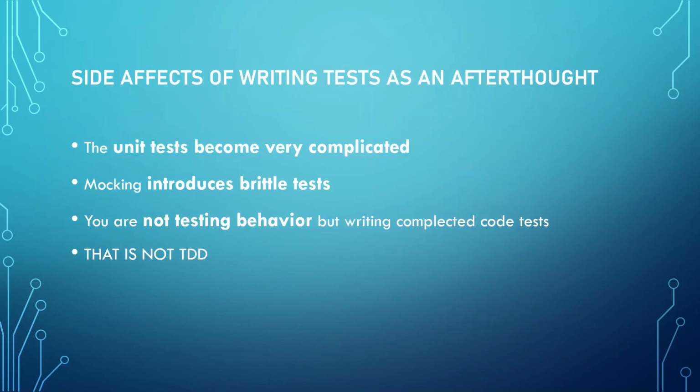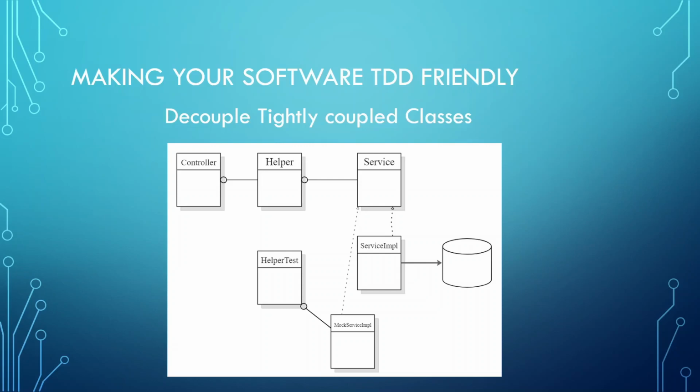Test-driven development means you're writing tests and then writing code. Writing tests after writing code is an afterthought and a waste of time. You'll end up with very complicated unit tests. Mocking introduces brittle tests, and you are not testing behavior. You are testing complicated code tests. That is not the principles of TDD. When you start thinking about testing before you start writing code, you'll end up making test-friendly code.